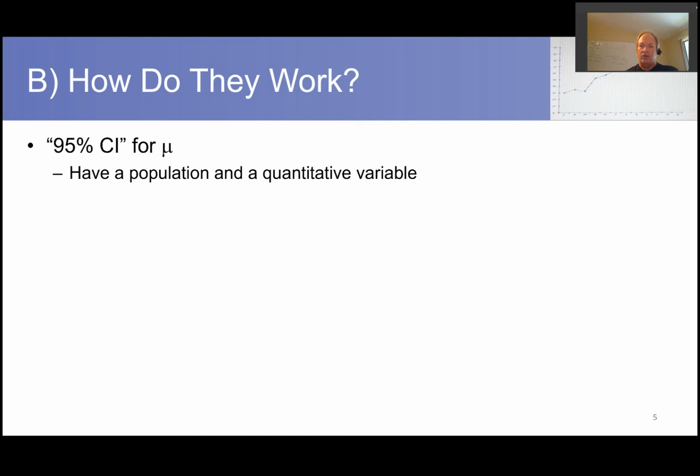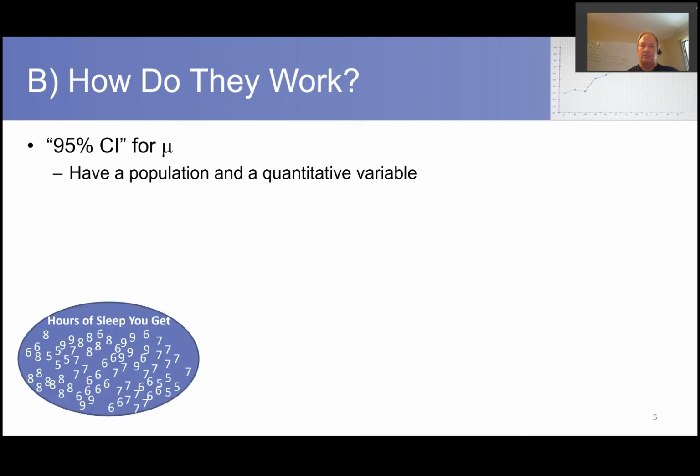So we start off with some population and a quantitative variable of interest. And I'm going to use what we had in the discussion boards. One of the variables that you could have collected data on was hours of sleep you get in one day. And so there's the population of all the hours of sleep, say, a person might get. We go ahead, we take a random sample, and we want to compute the sample mean.